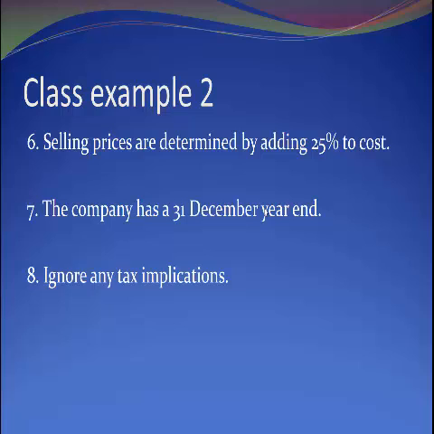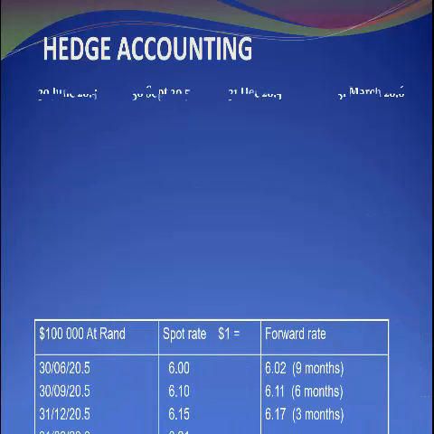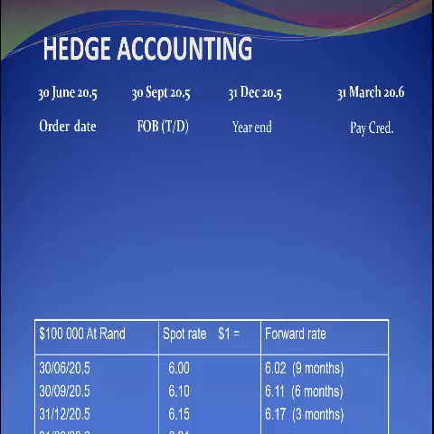Let's focus on the firm commitment and the firm commitment liability. There's the question, and we're going to treat it first as a cash flow hedge. So let's look at the timeline. On 30 June, that was your order date. And then on 30 September, that is your free on board date. And then year end 31 December 20.5. And then the creditor must be paid by 31 March 20.6.